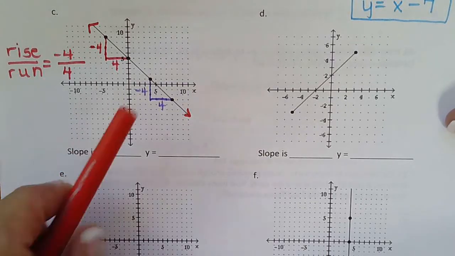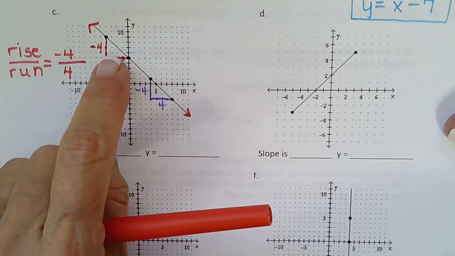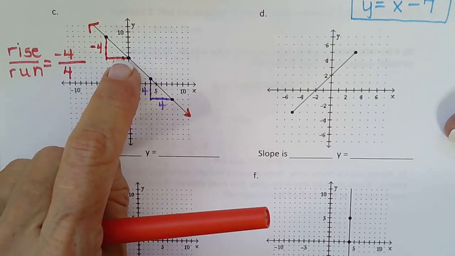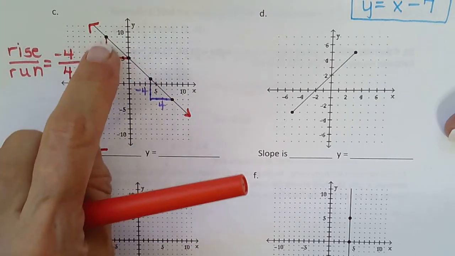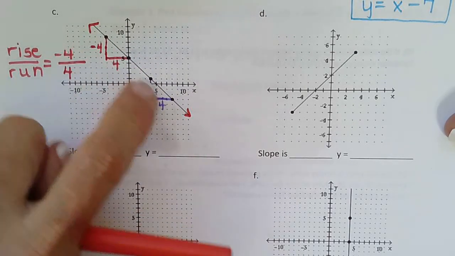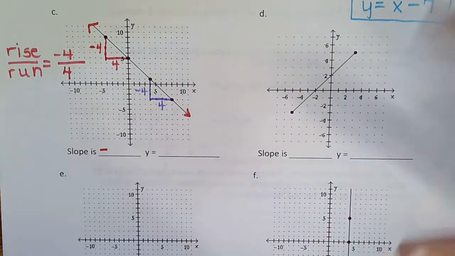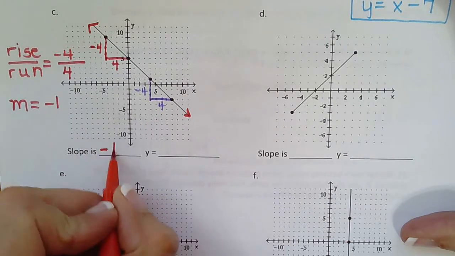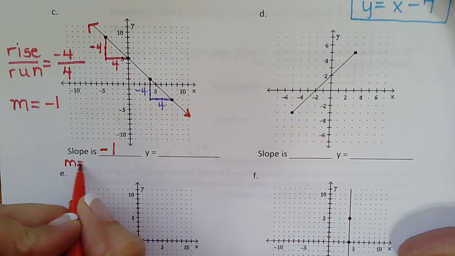We got cut off in the middle of this one. We had just counted 1, 2, 3, 4 down, and 1, 2, 3, 4 across. So the rise is -4, which we knew the slope would be negative because the line's falling. The run is 4, and that means the slope is -1 in simplified form. So our m is -1.